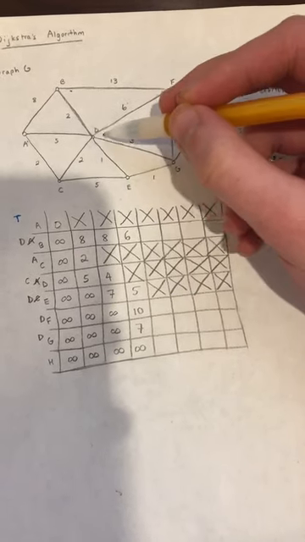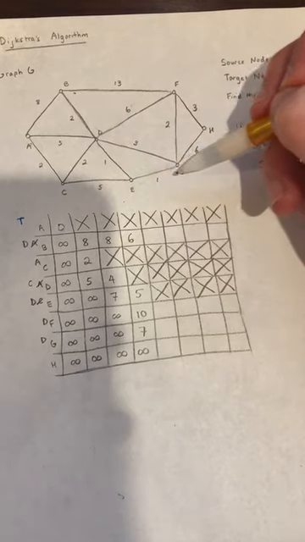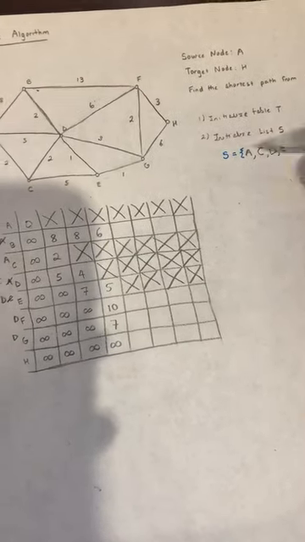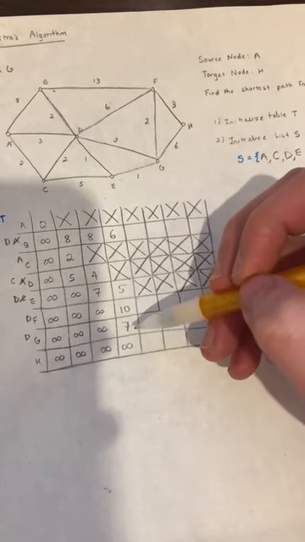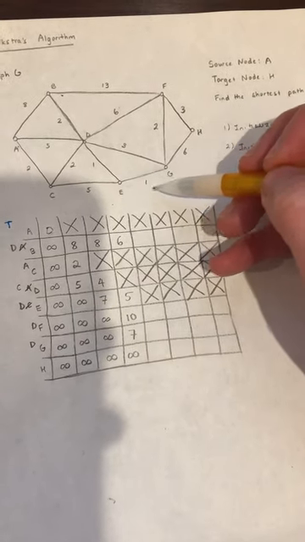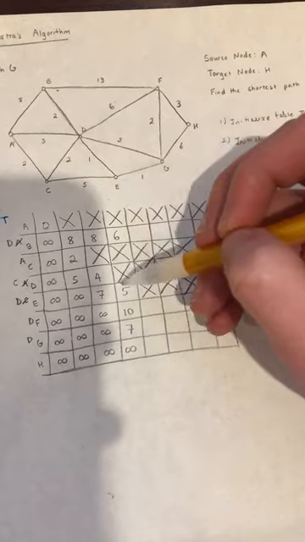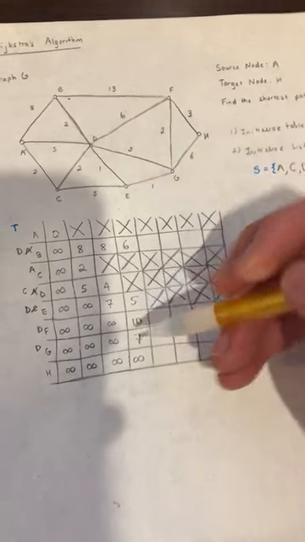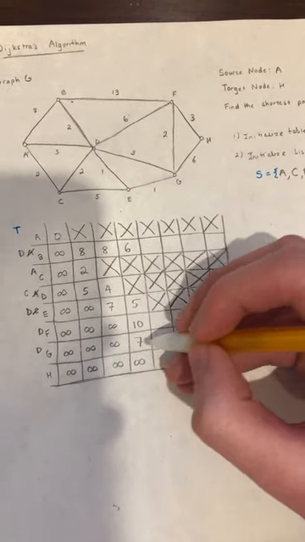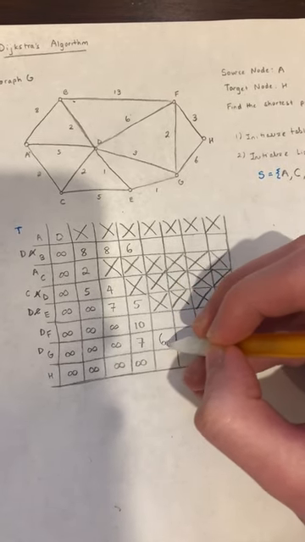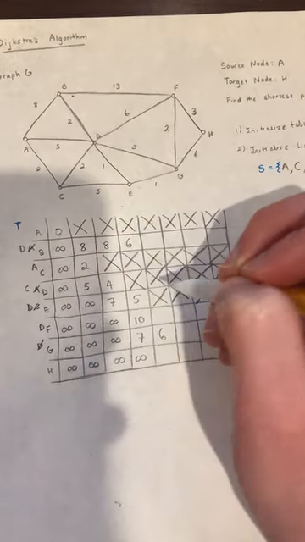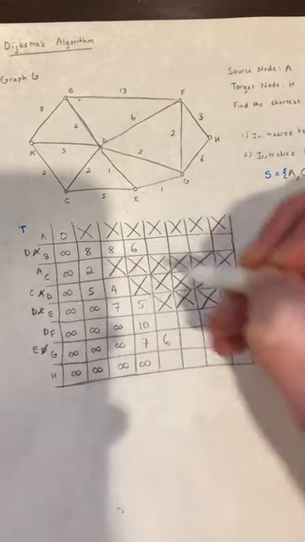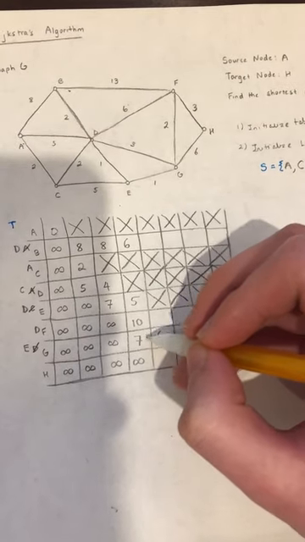Now let's look at E's neighbors. E's neighbors are C, D, and G, but we already visited C and D, so we don't have to worry about these two. We need to worry about G. So G's current distance from A is 7, but we know that the distance between E and G is 1. What is 1 plus 5? 6. Is 6 better than 7? Yes, it is. So we're going to update G's distance from A to be 6, and we're going to say the node that updated G is E. So we're going to update the superscript.